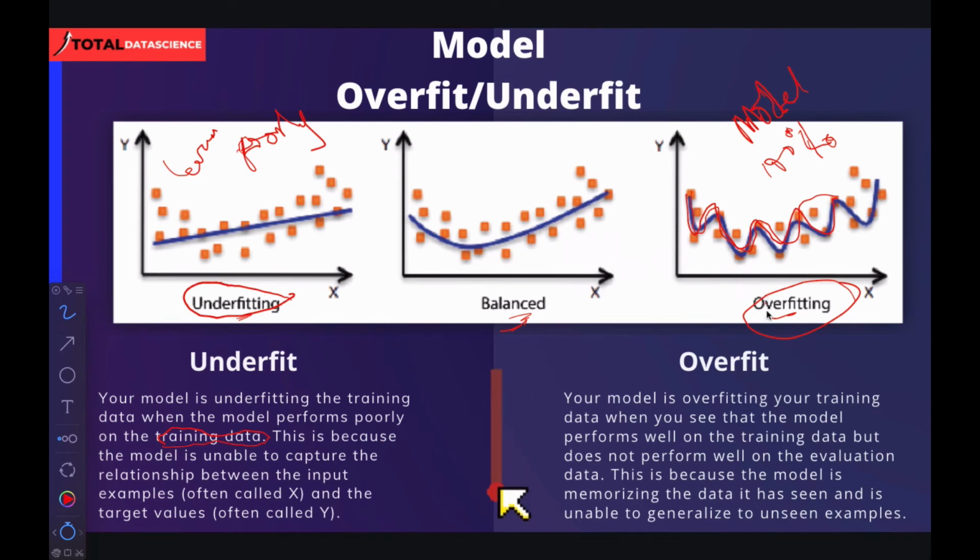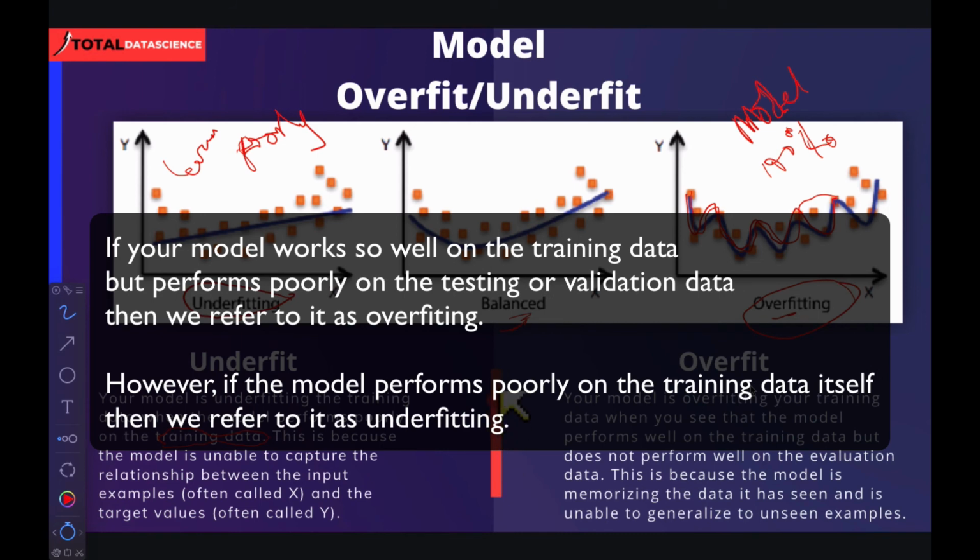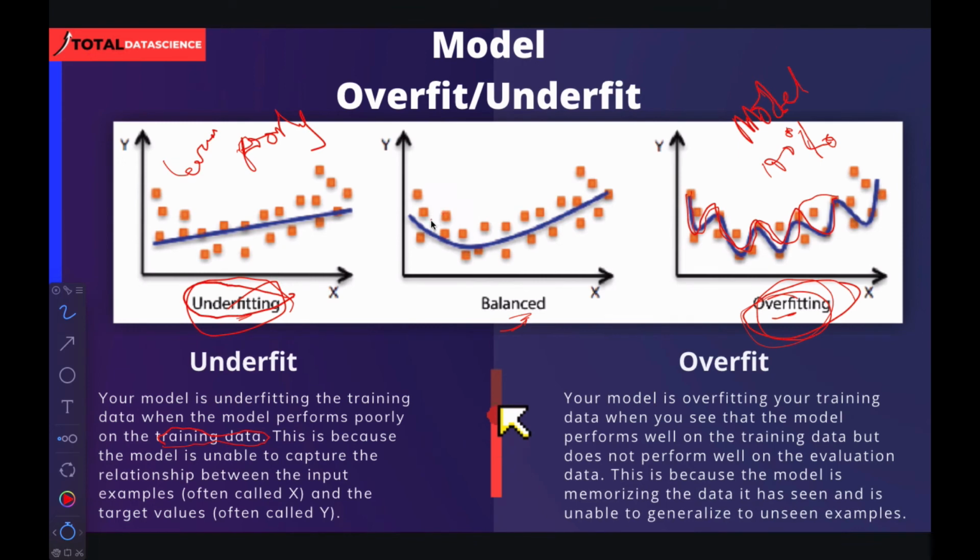Okay, now if your algorithm is able to learn so well on the training data, then we refer to that as overfitting. But if your algorithm is not even able to learn on the training data, then we refer to that as underfitting. What we want is a model that can generalize.